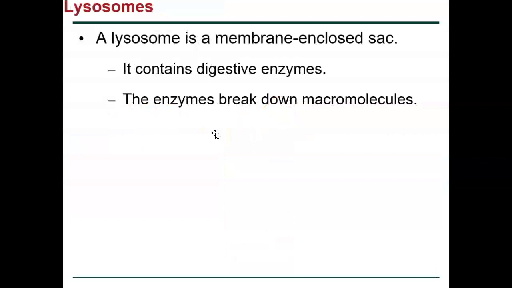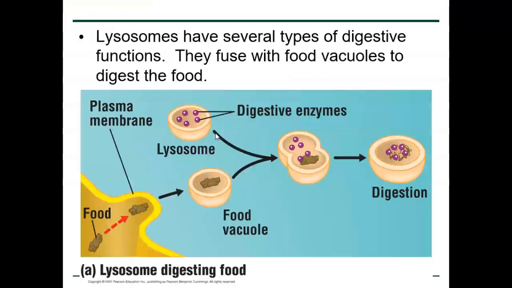So our next item on our list is a lysosome. Now these are only in animal cells, and they're basically little garbage disposals. Okay, it's a membrane-enclosed sac. It contains digestive enzymes, and it breaks down macromolecules. Might be like a little baby stomach floating around digesting stuff.